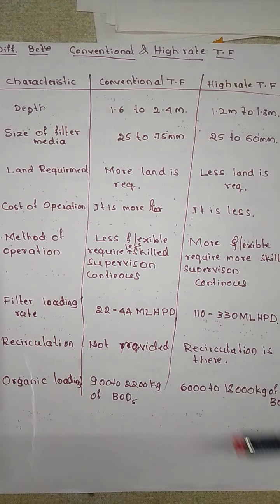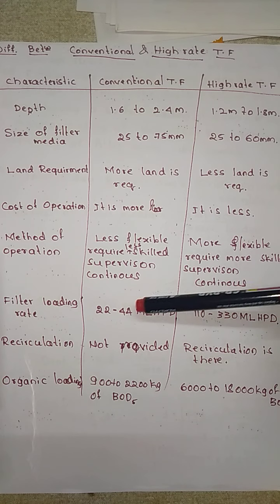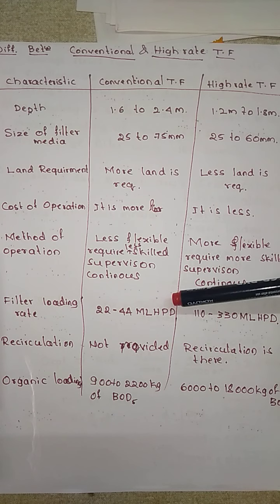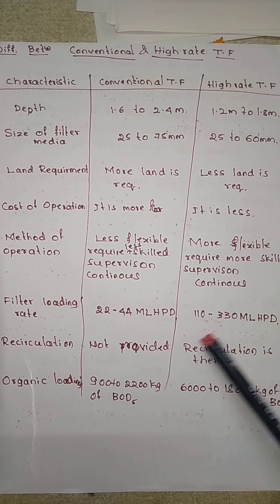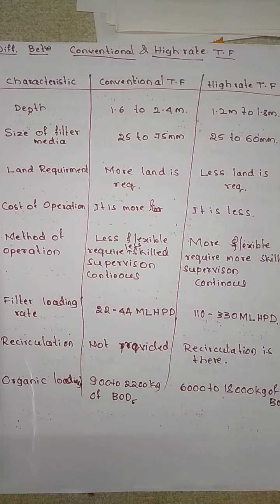Then again, the filter loading rate is less for the conventional trickling filter, 22 to 44 million liter per hectare per day, whereas for the high rate trickling filter it is 110 to 330 million liter per hectare per day. Recirculation is normally not provided in the conventional trickling filter, whereas in the high rate trickling filter recirculation is normally provided.